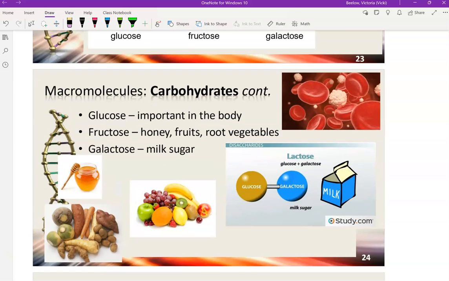So what do some of these things do? Glucose, we're going to talk a lot about in this class because it's very important in the body. It's going to help us make ATP, which is energy. Glucose is what you need in your body in order to do cellular respiration, in order to make energy for yourself. So you do need carbohydrates to live. It's the body's primary source of energy.